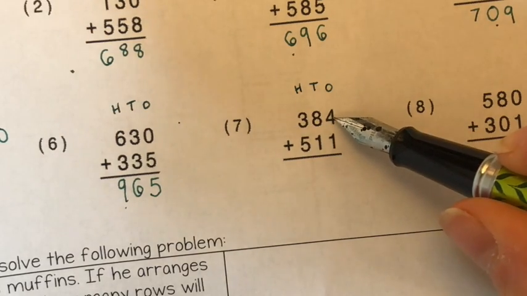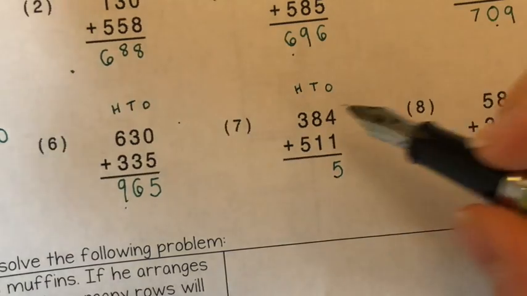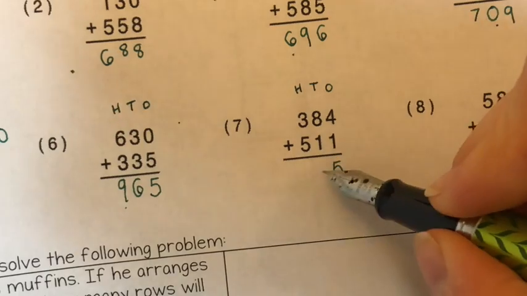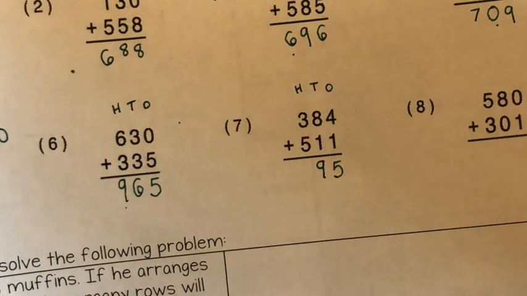I have my ones first. 4 plus 1 is 5 ones. Now I have my tens. 8 tens plus 1 ten. 80 plus 10 is 9 tens, 90. Now I have my hundreds.